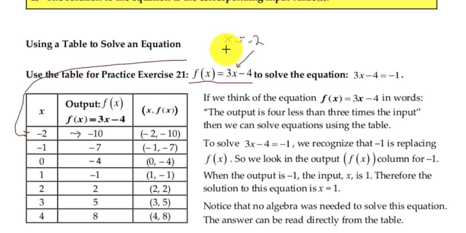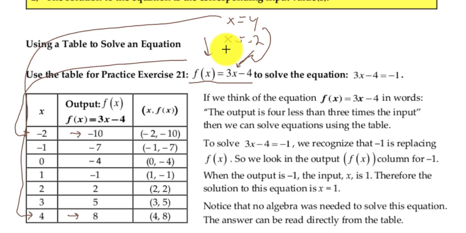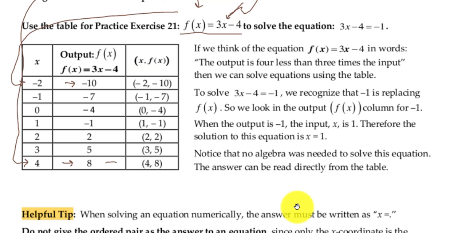Right? If I said, what's the value of this equation if x is equal to 4? Well, I would go to my table, look for the value x equals 4, and my answer should be 8. Right? So if I put in 4 to this equation, I should end up with positive 8 as an answer. Okay? Okay, let's take a look at example 4.